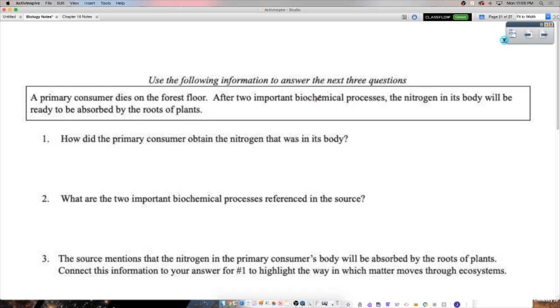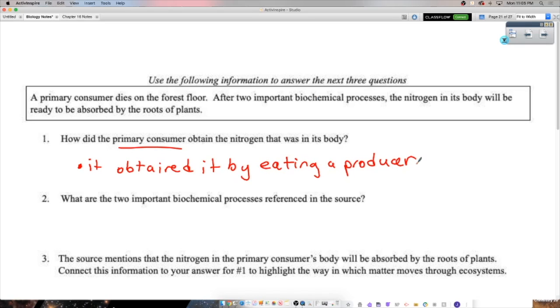All right, how did the primary consumer obtain the nitrogen that was in its body? Well, how did you obtain the nitrogen that's in your body? You could be a primary consumer, right? Eat a plant. Where'd you get your nitrogen? Well, you got it from your meals, you got it from your food. So, since it's a primary consumer, we can say it obtained it by eating a producer, right?